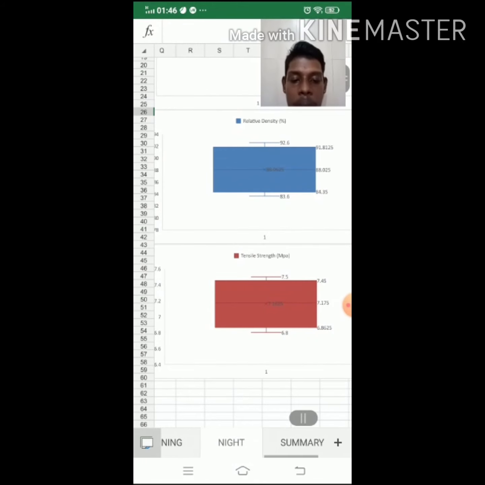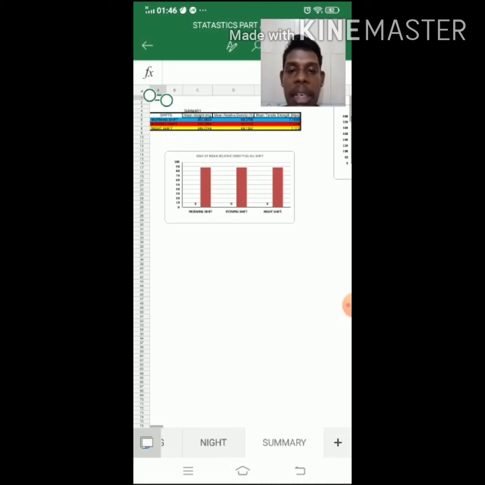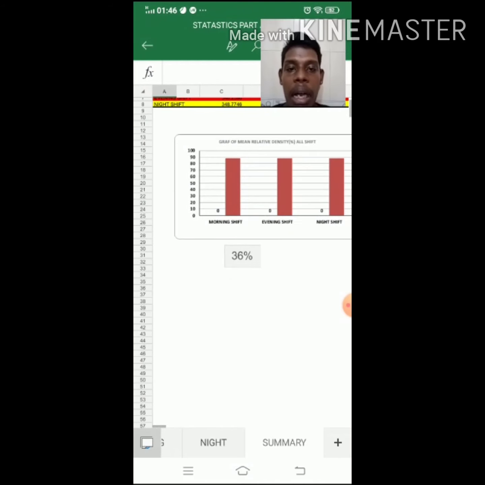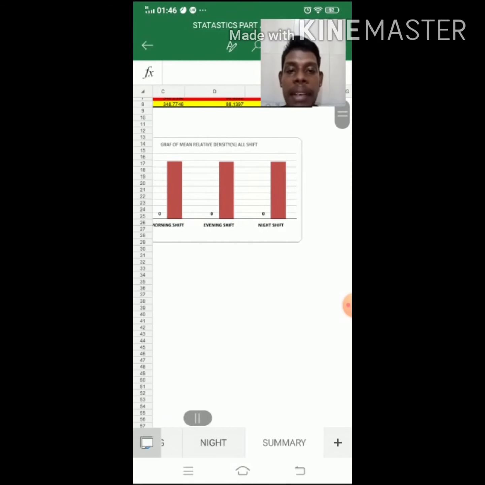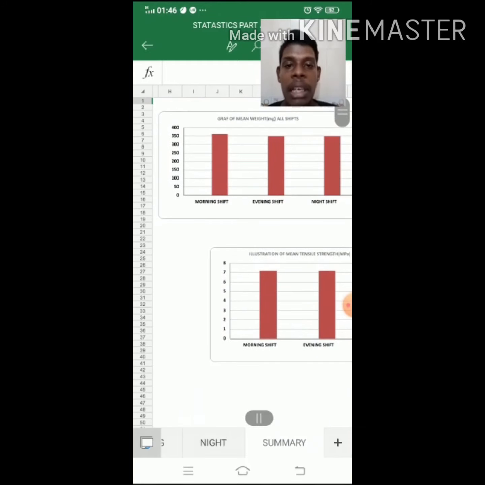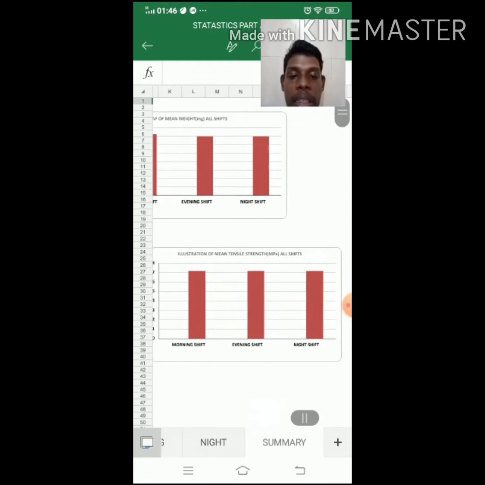Finally we do a small summary. We obtain all the data and draw it in a graph diagram. This one is for mean relative density, the second is for the mean weight, and finally the tensile strength.